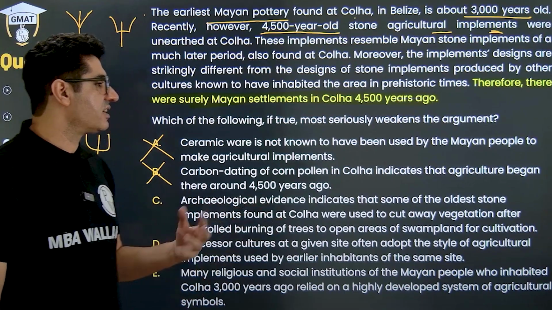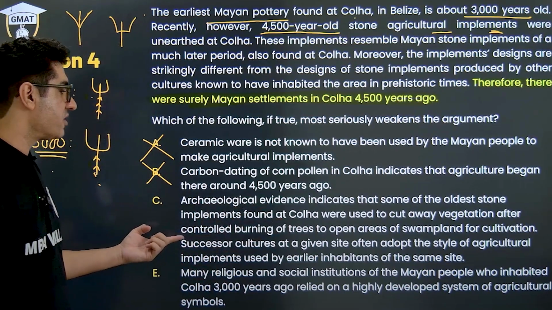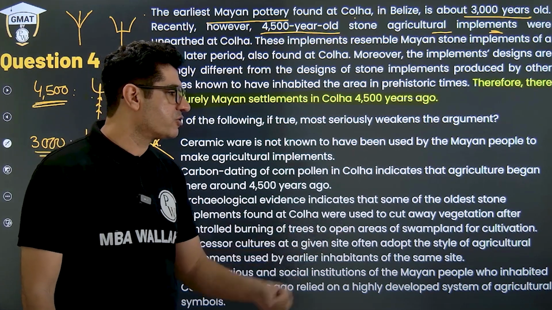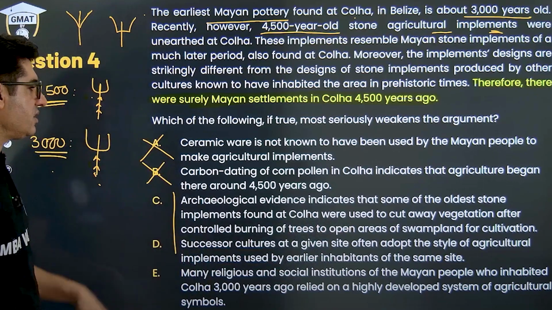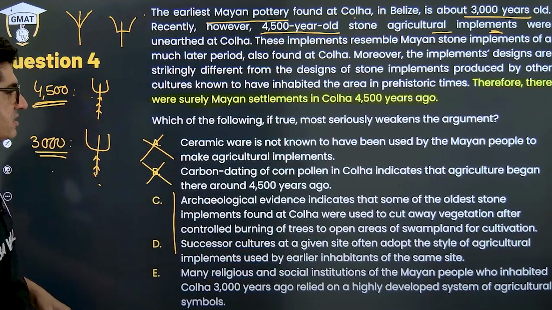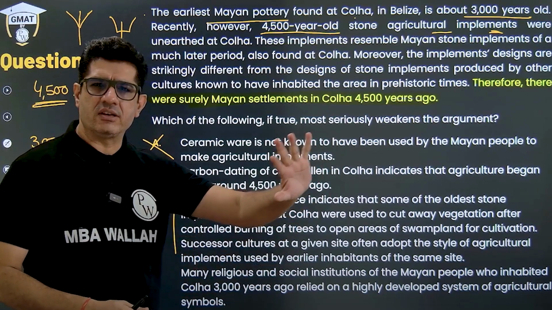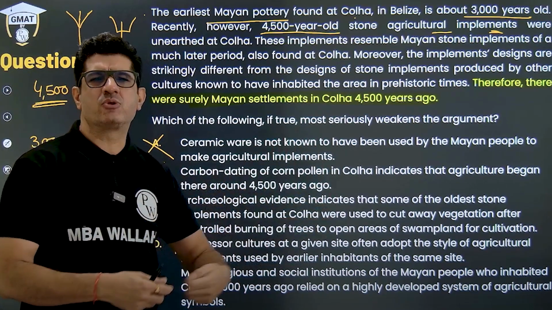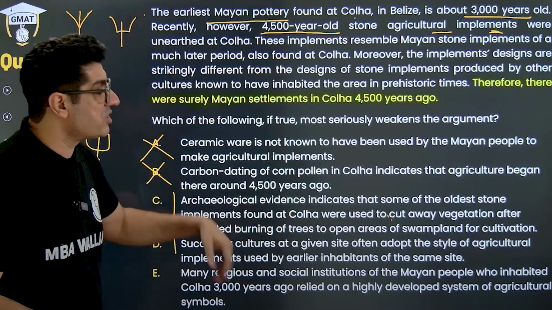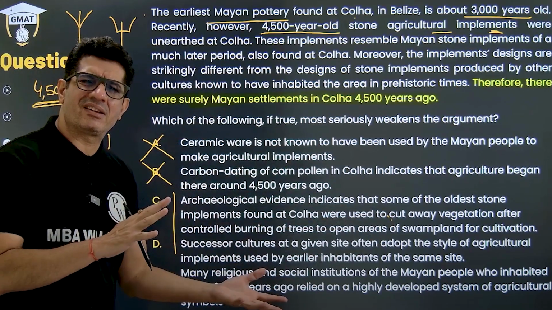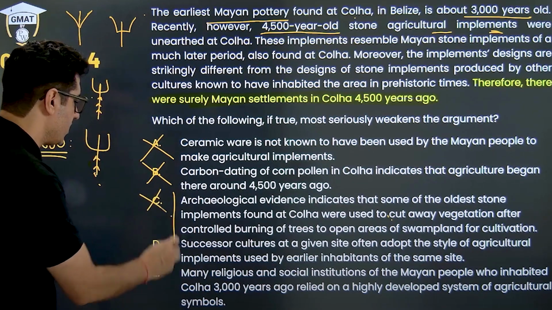Archaeological evidence indicates that some of the oldest stone implements found at Kola were used to cut away vegetation after controlled burning of trees to open areas of swampland for cultivation. Okay, तो हमें ये पता है कि कुछ implements they were used to cut away vegetation. कि आपने पौधे उगाए, फिर आग लगा दी, सब जला दिया, जो बच गया उसको काट लिया. तो इससे ये जो implements थे या ये जो यहाँ पे लोग रह रहे थे वो मायंस थे कि नहीं थे? Do we get to know that? We don't. सो हटा दो, इररेलेवेंट है.